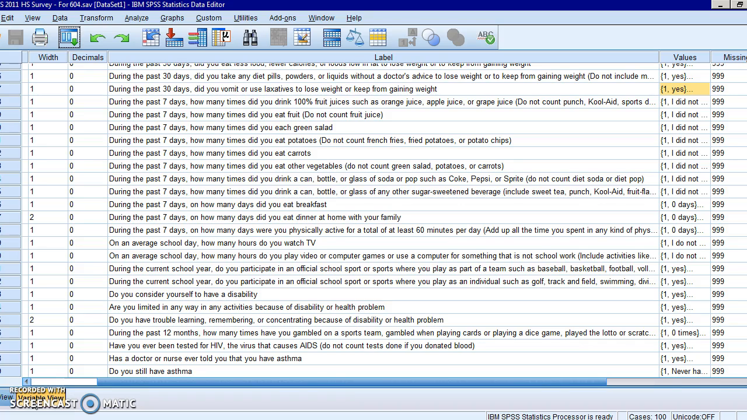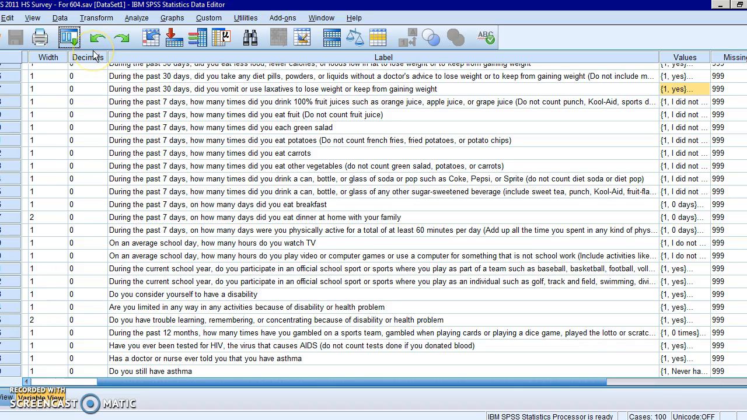So my research question for my independent t-test is, are there any differences in BMI for students who said they vomited or used laxatives to either lose weight or to keep from gaining weight versus students who said they did not? My two variables for my research question are question 67 and question 99.